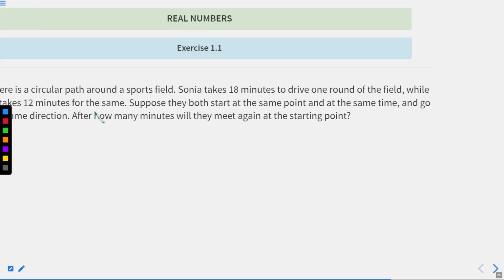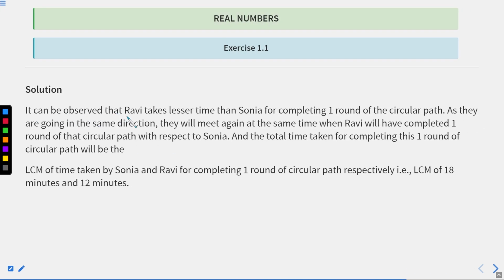Okay, so it can be observed that Ravi takes less time than Sonia to complete one round of the circular path. As they are going in the same direction, they will meet again when Ravi has completed one round of the circular path more than Sonia. The total time taken will be the LCM of the times taken by Sonia and Ravi to complete one round of the circular path respectively.